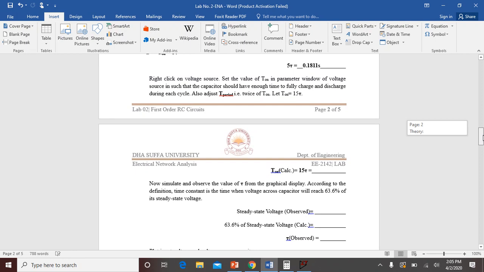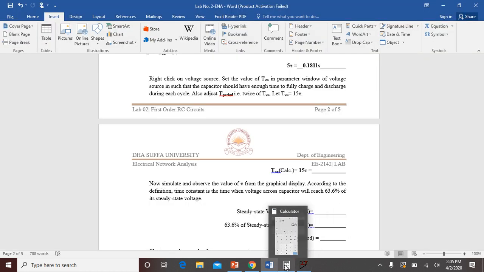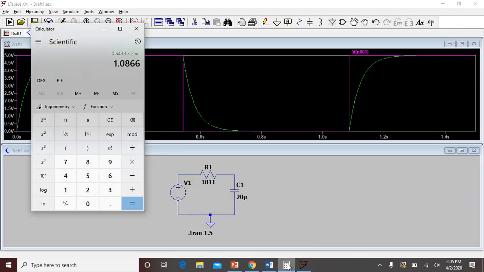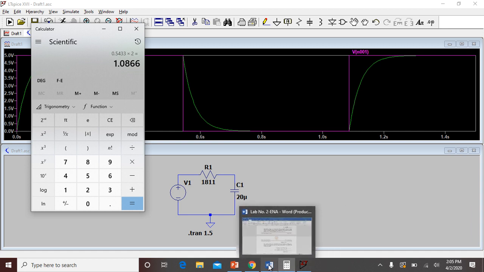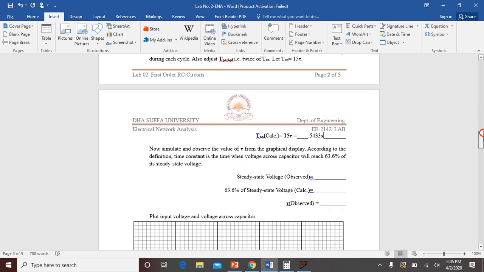Okay, now it has also asked us to calculate the T on. We have already calculated it. Let's just do all the calculations over here. So the calculation for the 5 was 0.5433. So I will write it over here. I'm also guiding you how to complete the manual so that you will complete it. Don't forget to write the units of everything. Okay, units are very important.